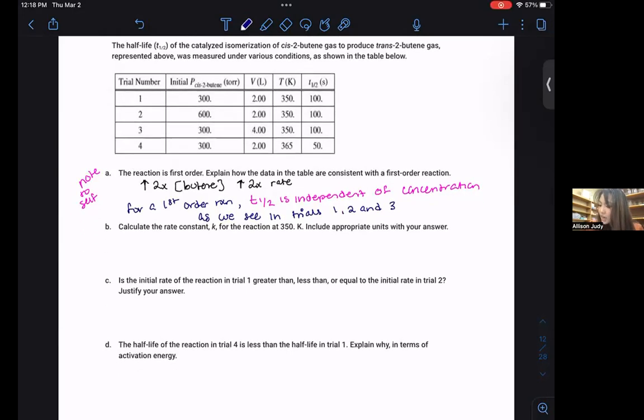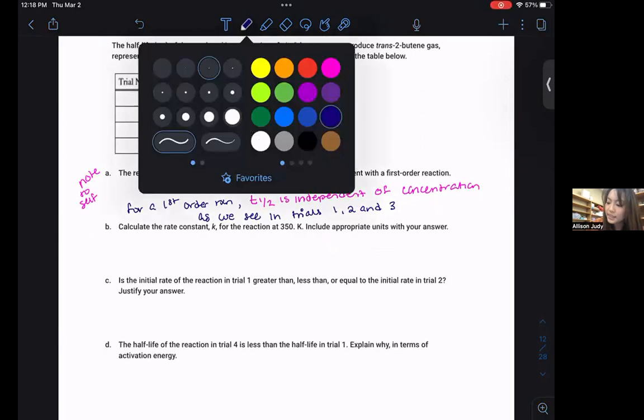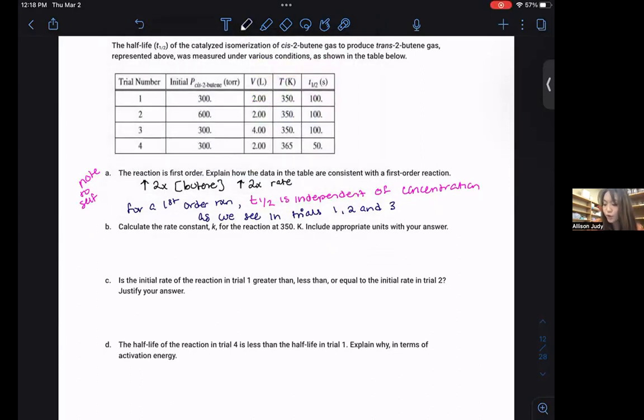So calculate the rate constant K for the reaction at 350 Kelvin, include appropriate units with it. So this is, again, where we go back to the AP equation, where in terms of half-life, we don't really have any other information to calculate the constant. We don't have any data of change of pressure. We don't have any of that. Well, we do have change in pressure. We don't have change in rate. So we can't do the stereotypical first way I introduced to you with rate law data from initial rate, initial pressure. We can't do that here.